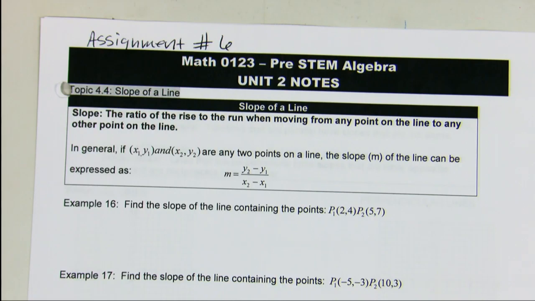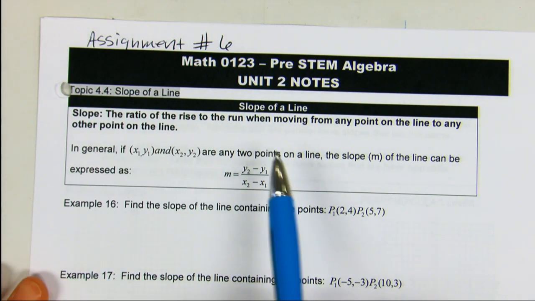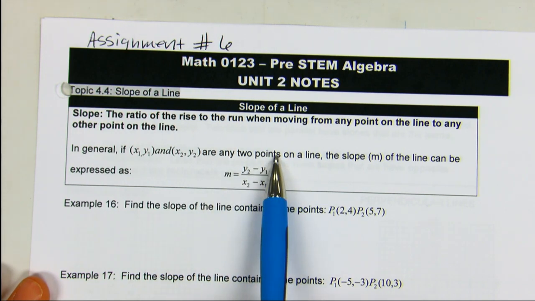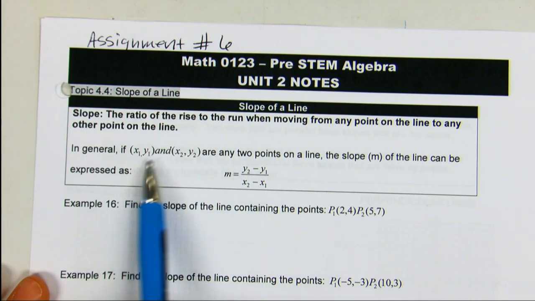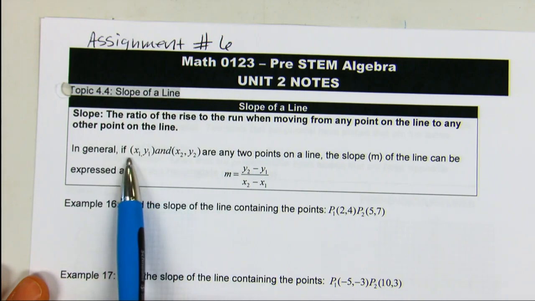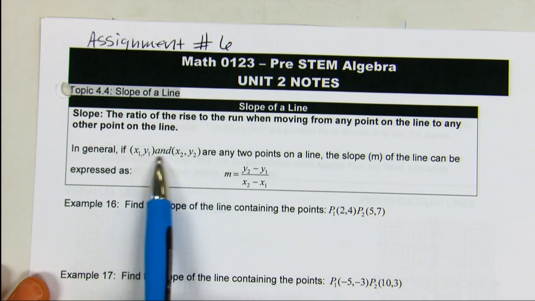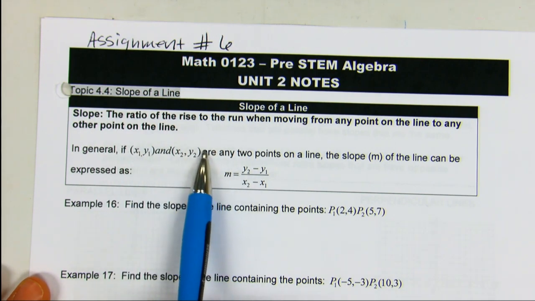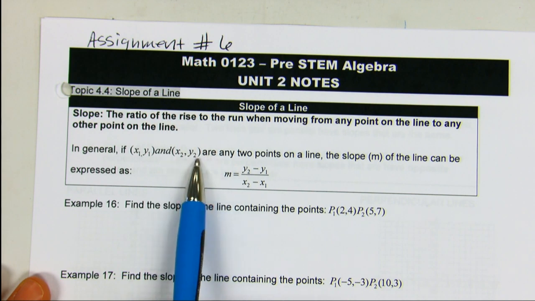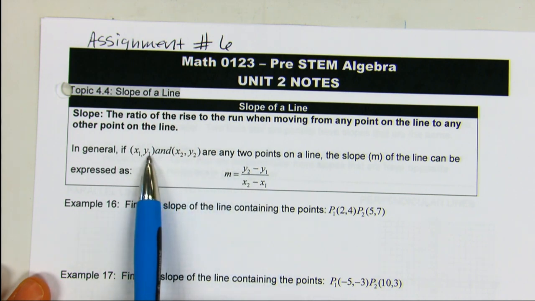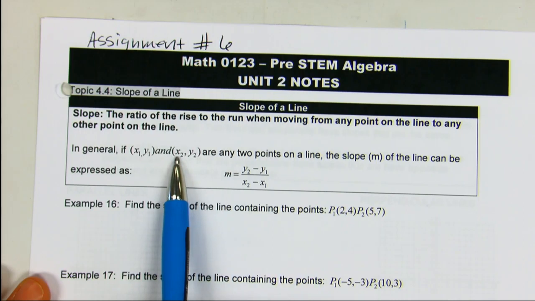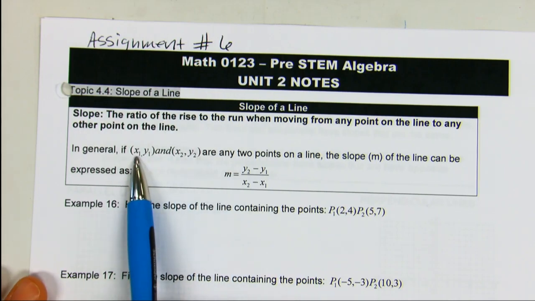So the slope is the ratio of the rise to the run when moving from any point on the line to another. So we use this formula to represent the slope. If you're given two ordered pairs, this would be the first ordered pair and the second. That's what those little ones and little 2s mean. It's just setting them apart. This is the first ordered pair and this is the second. We would take the second y and subtract the first y and put that over our second x minus our first x and then simplify. And that's going to give us our slope.